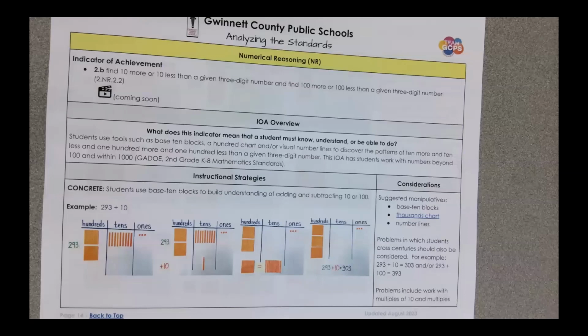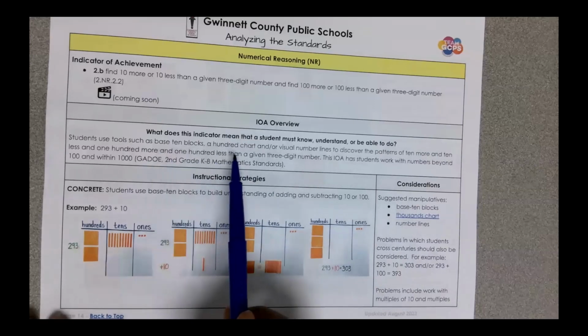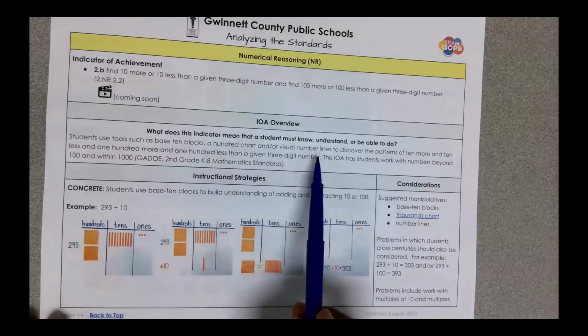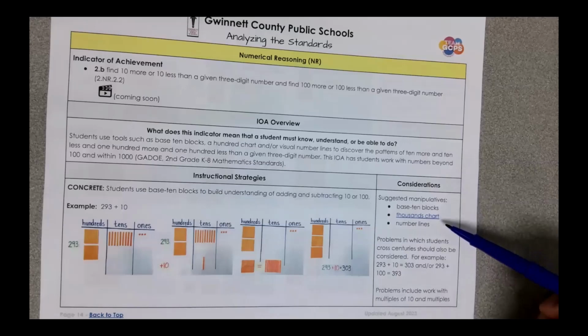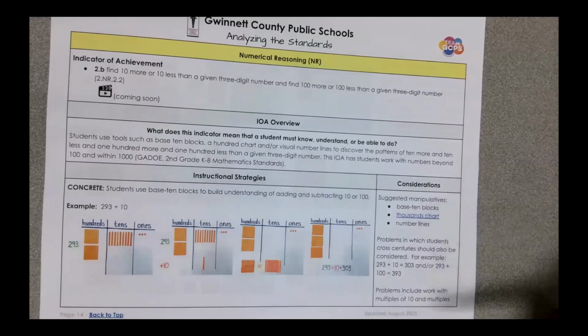Let's look at AKS 2 IOA 2B. This IOA requires students to develop numerical fluency by finding 10 more or less, 100 more or less than a given three-digit number. Notice that students will use base 10 blocks, hundreds charts, number lines, and thousands charts to support their learning. You'll notice that the thousands charts have been added to the area for considerations and suggested manipulatives.